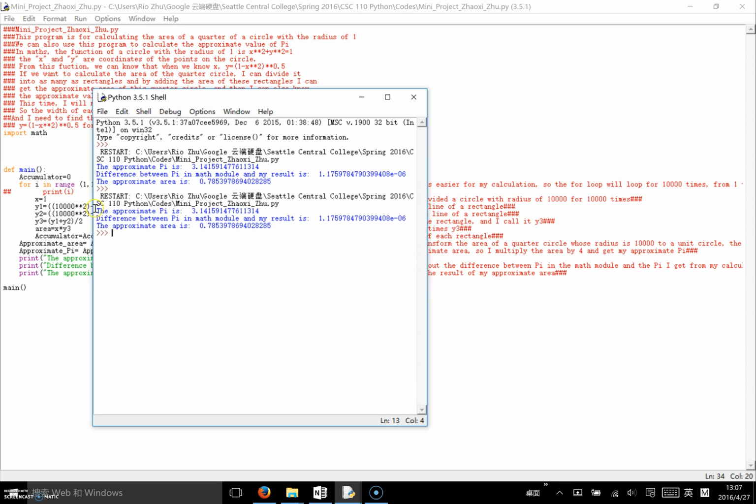So you can see the approximate pi I get is 3.14159, and the difference from the two pi's is, I think, small enough. If I make the circle bigger and divide it by more times, I will get a more accurate result. And the approximate area is just 1/4 of the approximate pi. So that's it.